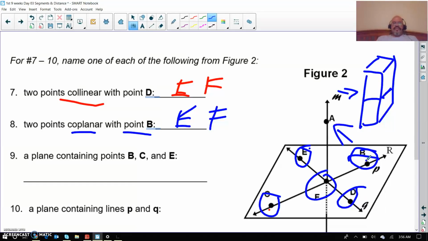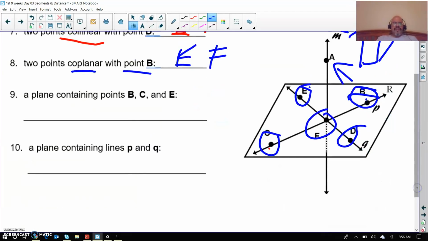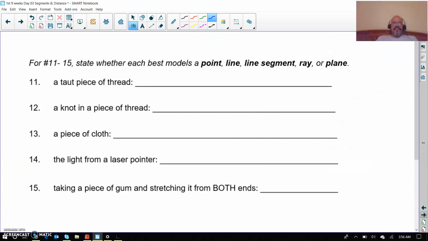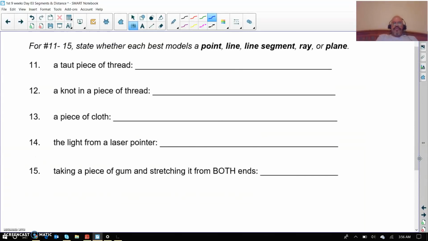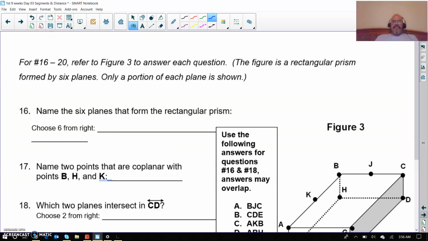Alright, so that's where I'm going to stop. You guys can answer the rest of these questions. It's pretty easy. These are real life examples. Just understand what they're talking about. A light from a laser pointer, I would say, is a ray.